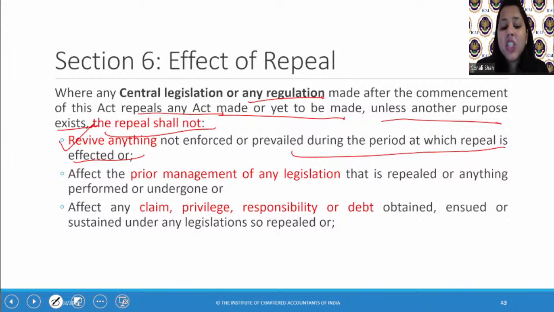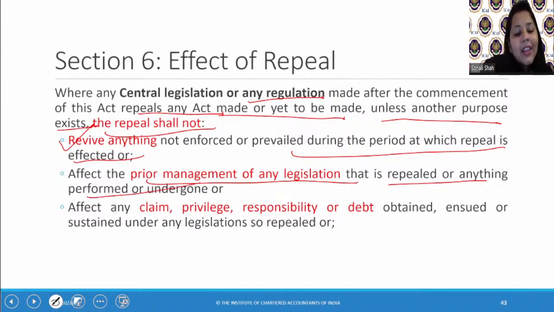Second, the repeal shall not affect the prior management of any legislation that is repealed or anything performed or undergone. So let's say, as per the Companies Act 1956, certain powers were with the ROC. Now in the 2013 Act, they have been passed to the regional director. So anything that was done under the previous legislation will not be affected.